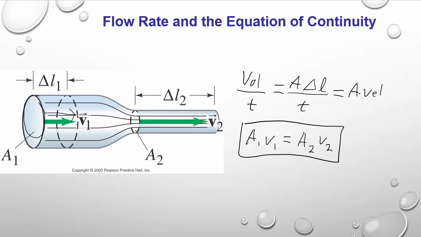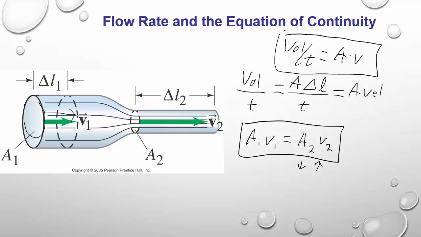So the area here times the velocity here equals the area here times the velocity here. What these arrows are showing you is that as the area decreases, the velocity has to go up so that you still get the same product when you multiply the two. This is why when you put your finger over the end of a hose, you are decreasing the area through which the water can travel, therefore you increase the velocity. Occasionally we will also use this equation, the volume per time equals area times velocity, so you'll want to know that one as well.